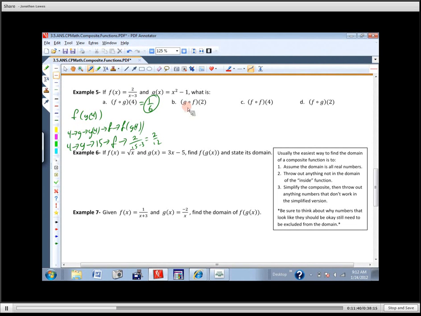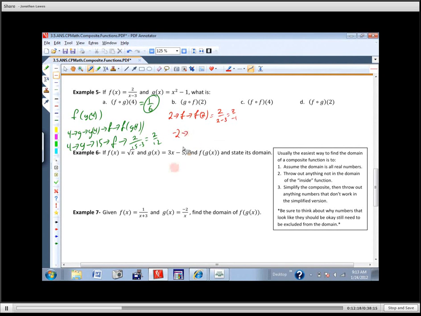Okay, let's find g of f of 2. Alex, what do we plug 2 into first? Yep. Plug it into f. So we're going to take 2 and plug it into f. What comes out is f of 2, which is, plug in a 2, we get 2 over negative 1, so the answer is negative 2. So what comes out is a negative 2.